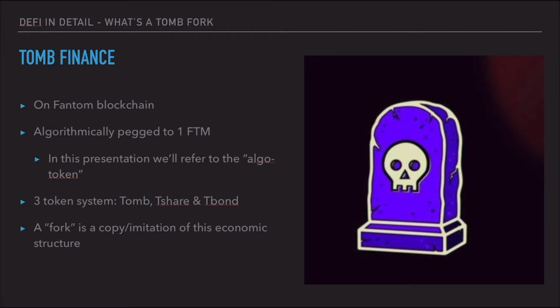So tomb forks and tomb finance all use a 3-token system. In the case of tomb, those tokens were tomb, the algo token, tomb share or T share, and tomb bond or T bond. And if you didn't know, a fork is just a copy or an imitation.